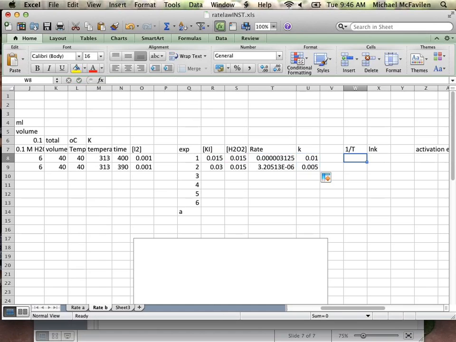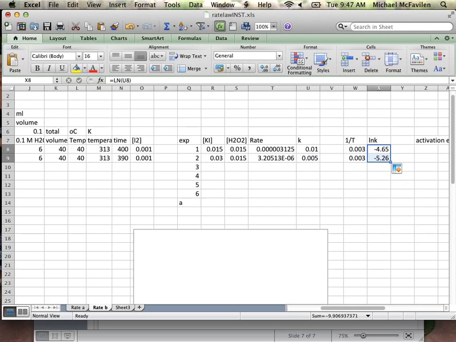For this part, we will take 1 over our temperature. So equals 1 divided by our temperature in what units? Kelvins. Make sure you use the correct one. We can do our click and drag as well. We can plot that versus the natural log of our rate constant. To do that, equals ln parentheses, click on our cell, return, click and drag. Okay. We will plot 7 data points here instead of 6.